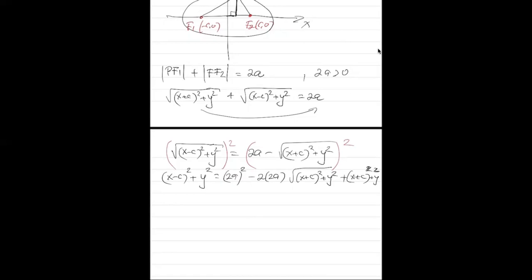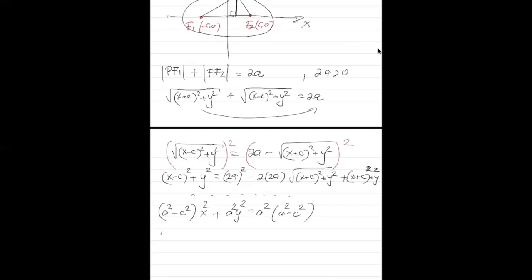Okay, so after simplifying, combining like terms, and grouping, we'll get an equation of this sort: (a squared minus c squared) x squared plus a squared y squared equals a squared times (a squared minus c squared). So check the calculations here.